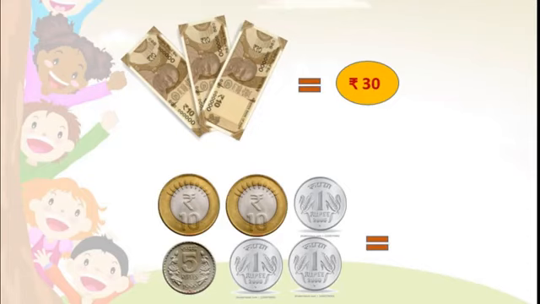10 plus 10 means that is 20. Then we will go this 15. Then 25, 26, 27, 28. Isn't it? The answer is rupees 28. Got this?